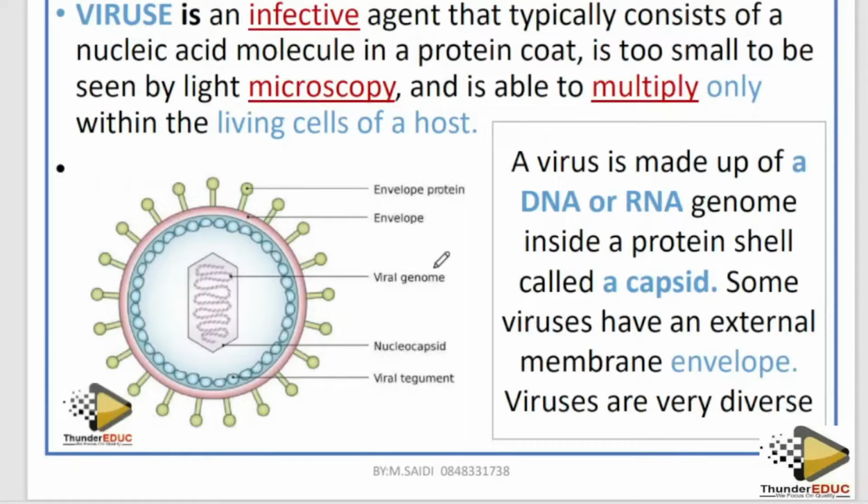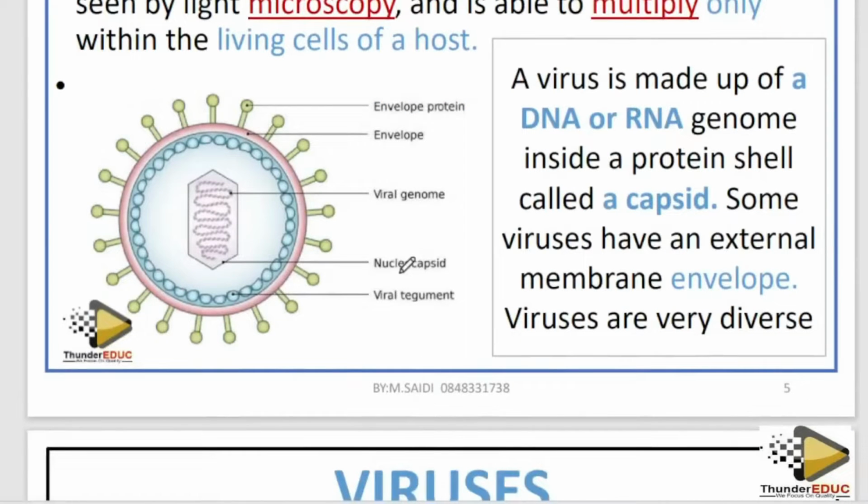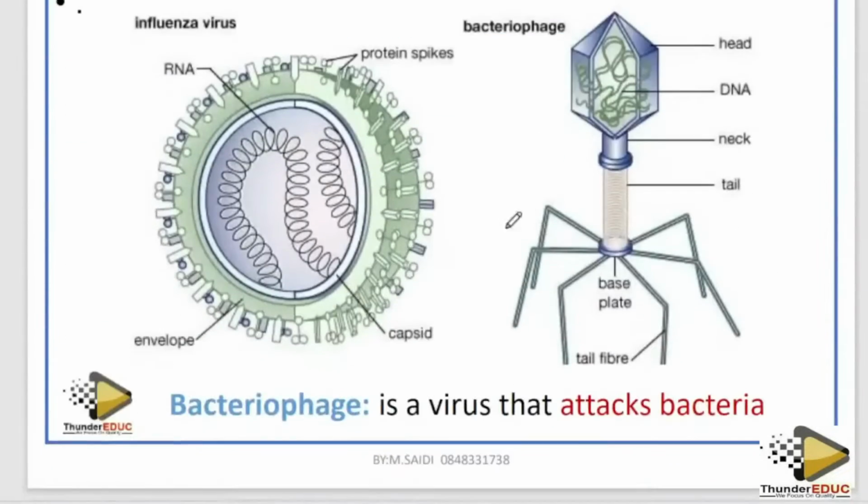It can only multiply if it has a host, meaning another cell from which it must multiply, because it triggers the DNA of the other one and then it multiplies. So please know the structure of a virus. Sometimes we bring it as a bacteriophage. When we talk about a bacteriophage, we mean this. It is also a virus, but a virus which attacks a bacteria.